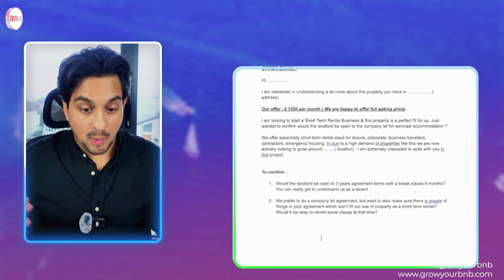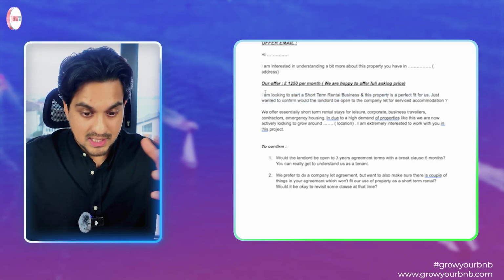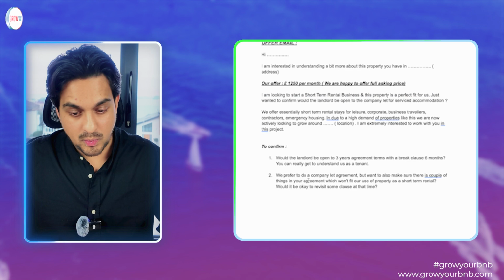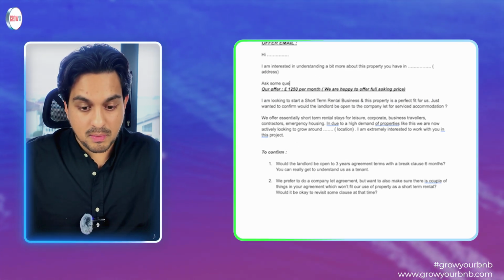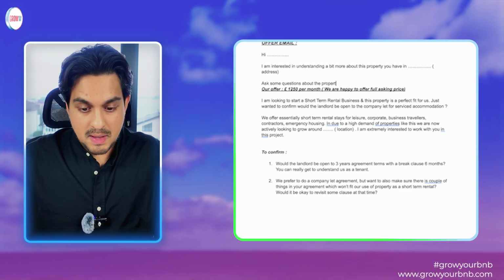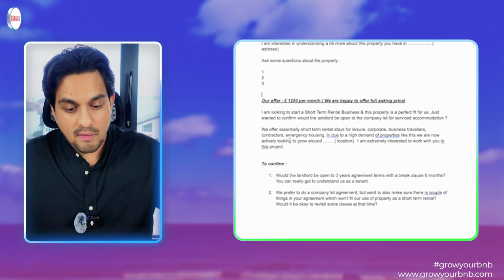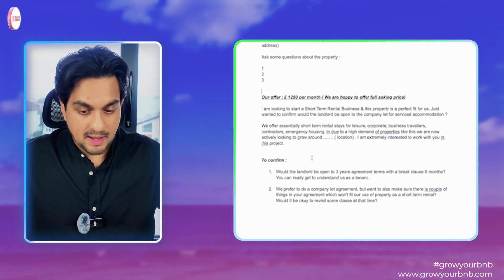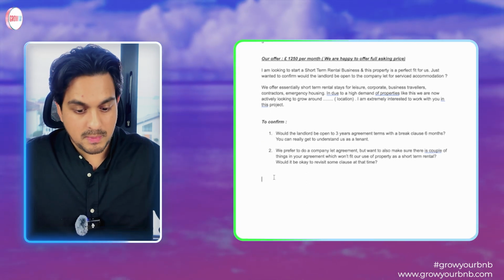So now, look, what we've done is we're creating the system. We're educating that person. We're protecting ourselves with the offer email and what we want to do. You can even ask some questions about the property, maybe a couple of one, two, three questions, and then put our offer, and then obviously a little bit about what you guys are doing. You can put your brand name, whatever that is, and then you're confirming something, right?